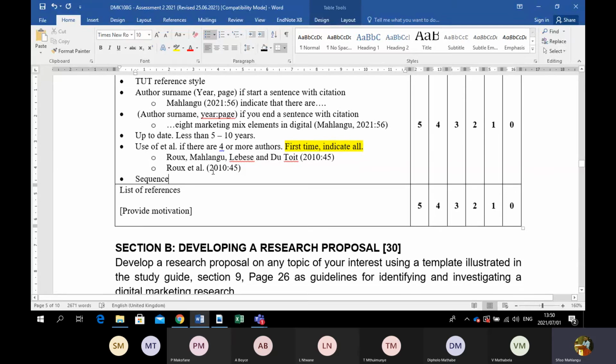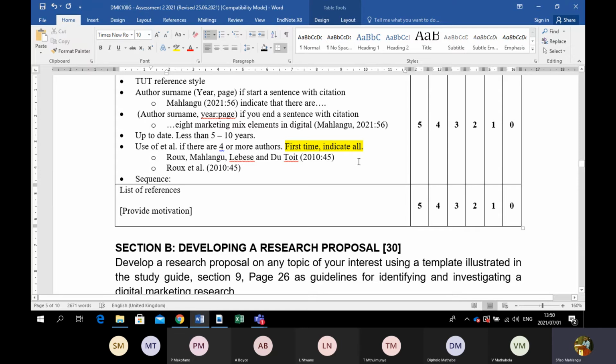So in terms of the sequence, for example, here we started with Rose, followed by Mahlango, Levisi, Dutoit. So there are 2 sequences we talk about here. There's a sequence of authors, like I've mentioned, whether it should be alphabetical. You should find that out.